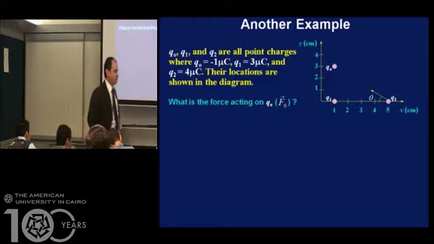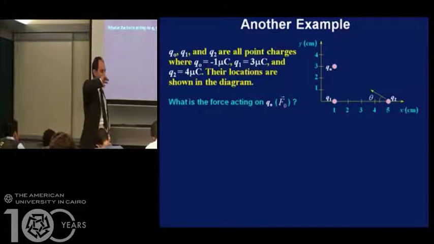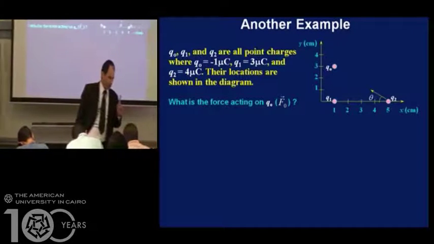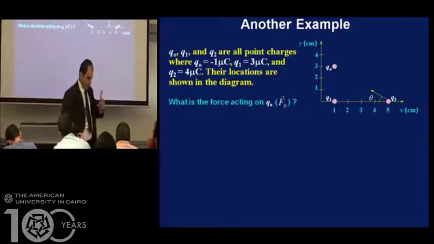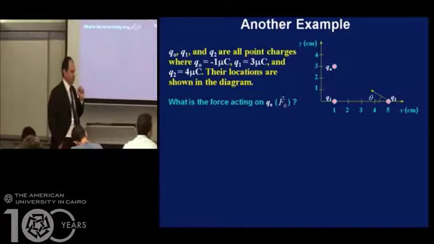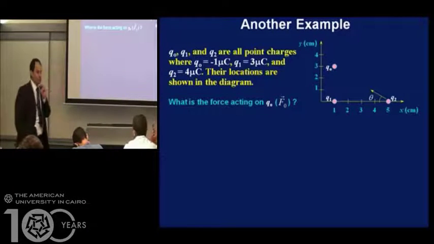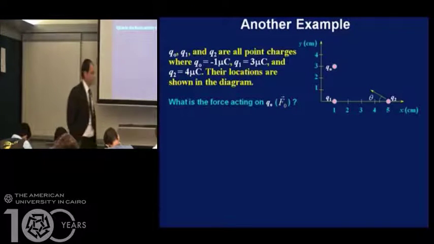Yes, Abdullah. Okay. Ala, are you done? Can you see it? Can I do a resolution for Q2 in terms of X, Y when I add? You do a resolution for a vector. So you mean the force from Q2 on Q0, not Q2. Yeah. Q2 on Q0. Adjacent, opposite, hypotenuse.